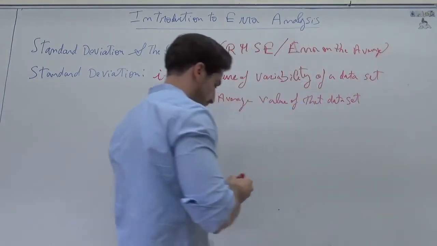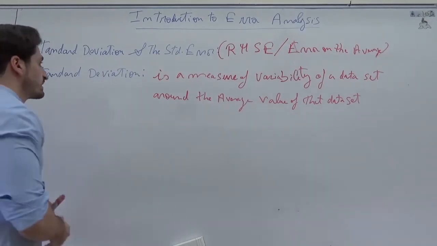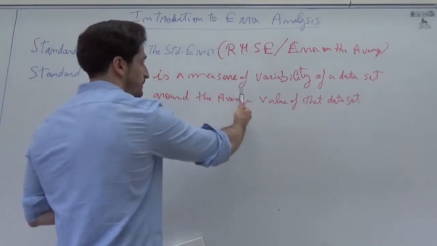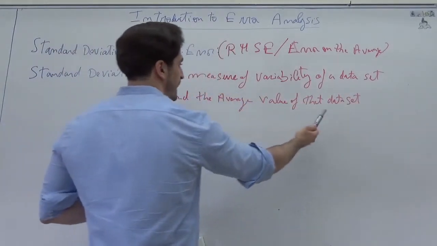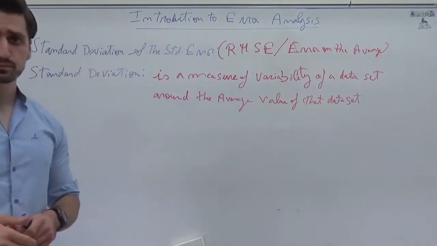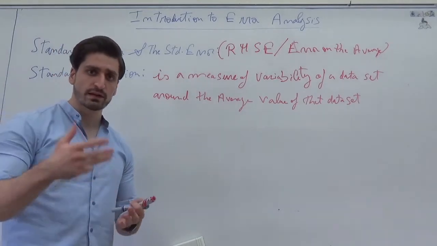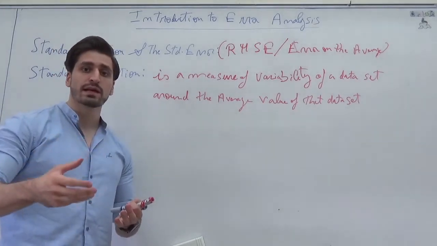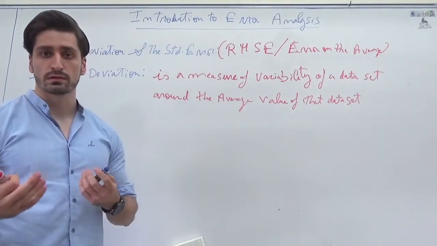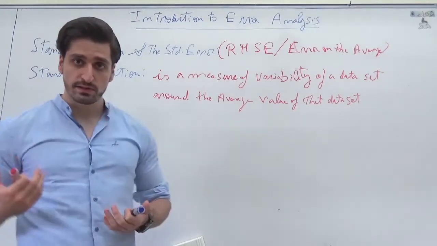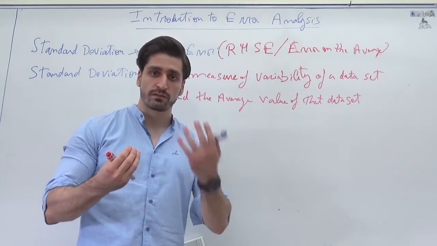So, starting with the definition of the standard deviation. What's a standard deviation? Standard deviation is a measure of variability of a data set around the average value of that data set. Meaning that the standard deviation actually calculates a certain value. And that value calculated is none other than an amount of deviation. But that amount of deviation is going to be between what and what? That amount of deviation, as I have said previously, is going to be between a set of numbers and the average value of these set of numbers.